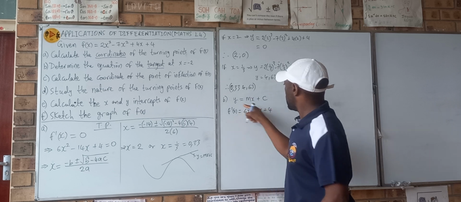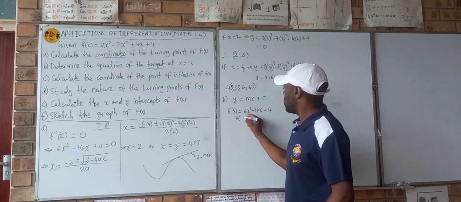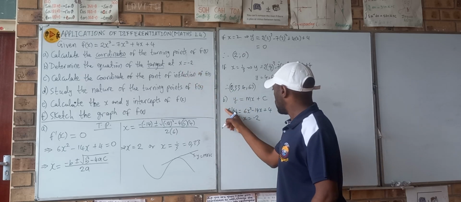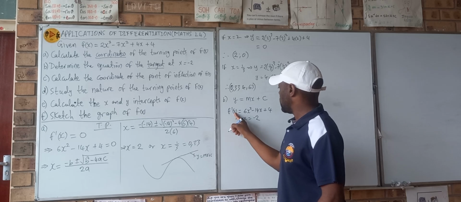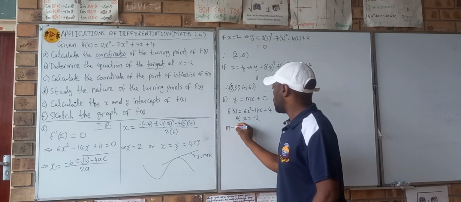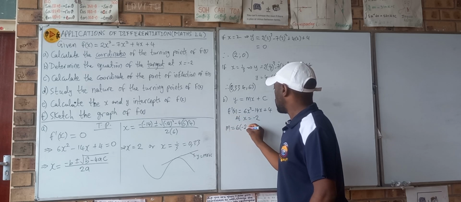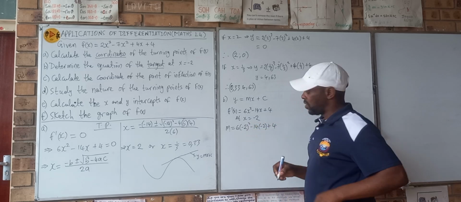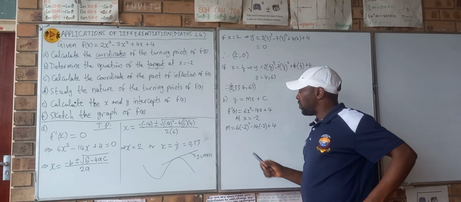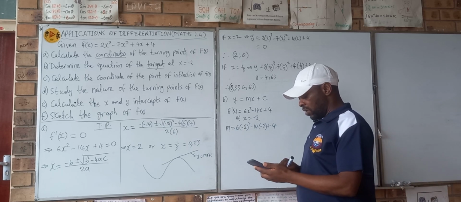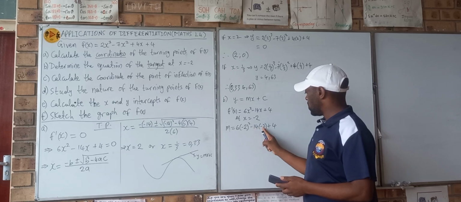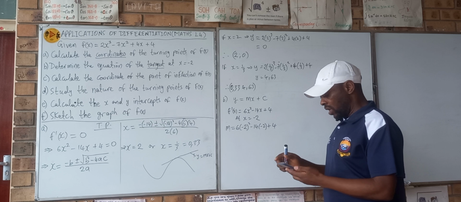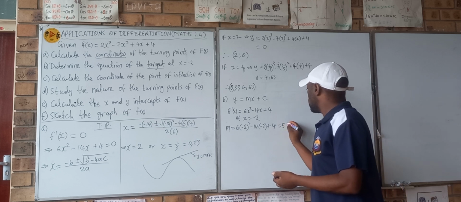So if I go now at x equal to minus 2, since we're looking for the tangent at x equal to minus 2, all I need to do is substitute, replace x there by minus 2, so that will automatically become my m, which is 6 into minus 2 squared minus 14 into minus 2 plus 4. So negative 2 squared is 4, 4 times 6 is 24. So I get 24 plus negative 14 times negative 2 is 28. Then plus 4. So that gives me my gradient as 56.